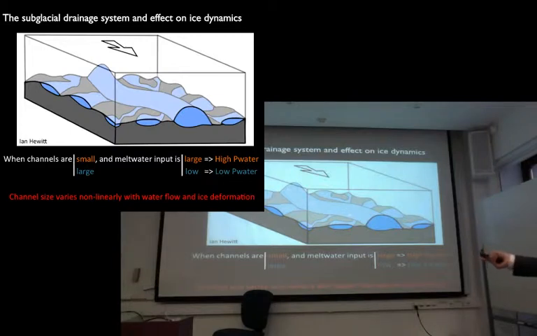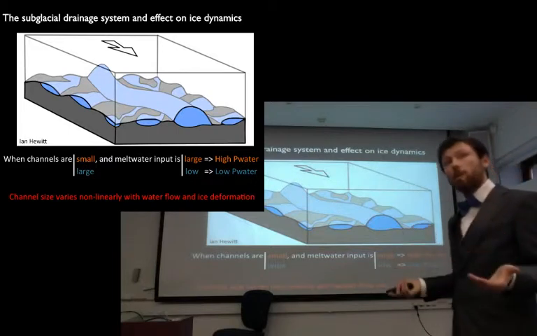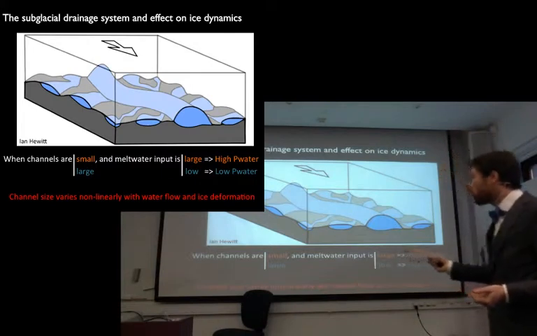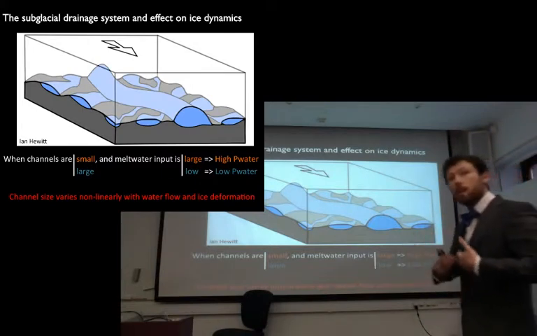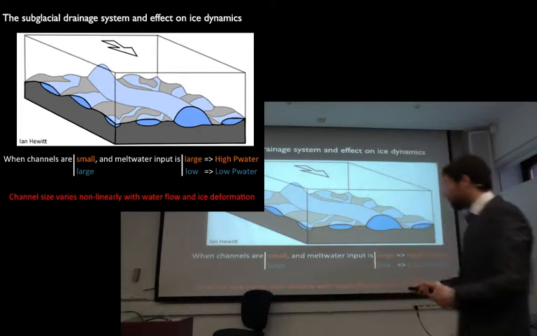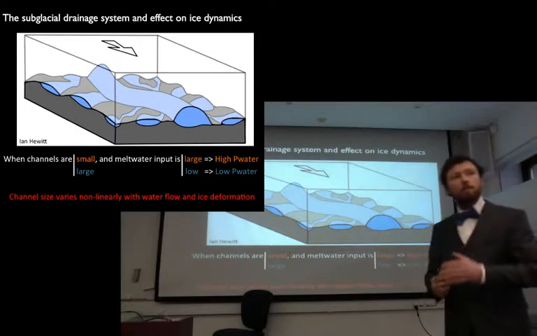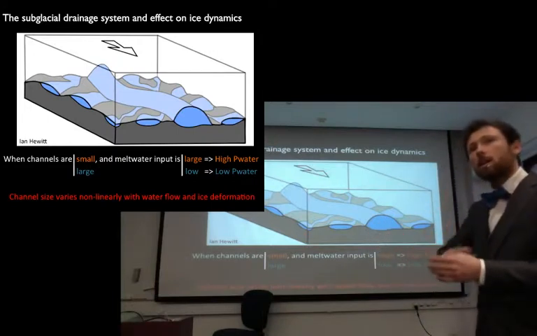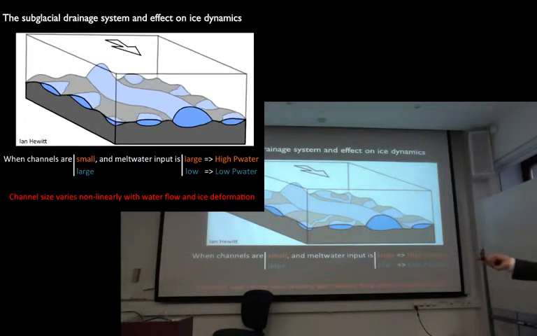The other thing is sometimes you have so much meltwater, like during a rainfall event, and this will overwhelm this system, and again raise water pressure, and the glacier slides faster. The problem is this system evolves in a very non-linear way. The size, the water, it's a very complex thing. And we try to investigate that now at the lab.